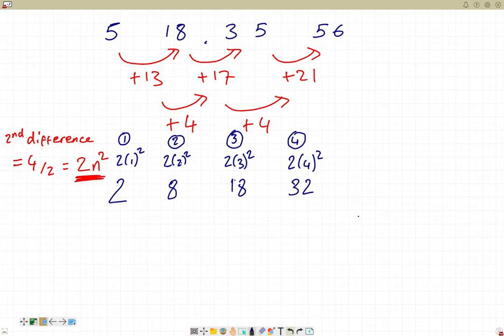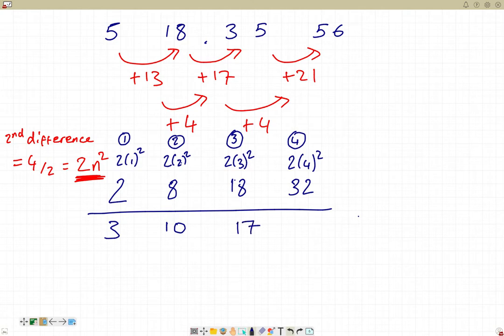Now, once I've got this sequence, I subtract it from the original. 5 take away 2 is 3. 18 take away 8 is 10. 35 take away 18 is 17. And then 56 take away 32 gives me 24.